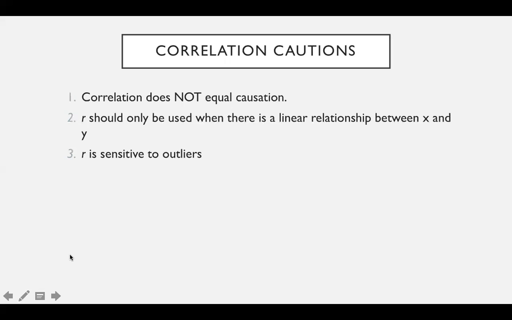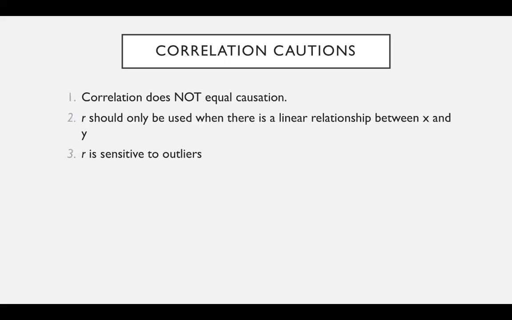So some things to be careful about with correlation. Correlation does not equal causation. A way that I like to think about this is that some people could consider the amount of ice cream you eat and the number of times it rains per month. There could be a positive correlation between those two, but it actually doesn't mean at all that the more ice cream you eat in a month, the more it will rain. There could be a positive correlation between the two, but that does not mean that it happens.